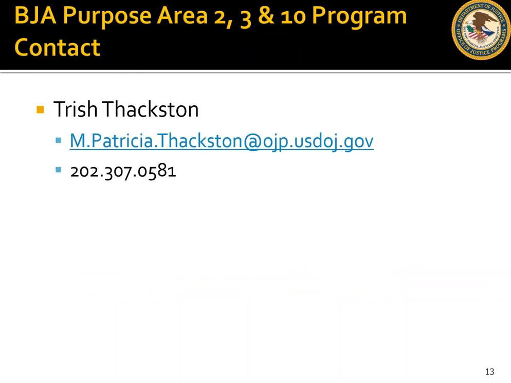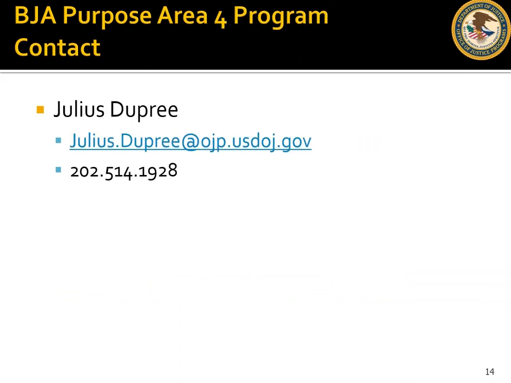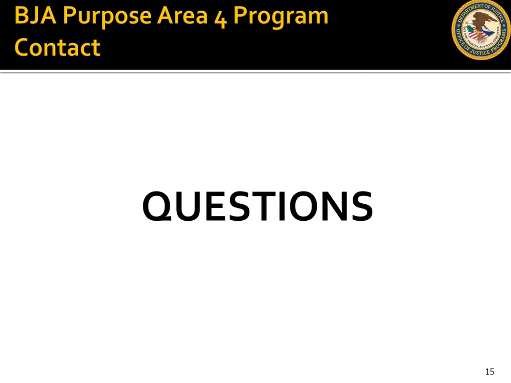The contact information for purpose areas 2, 3, and 10, Tricia's information, is provided right here. Purpose area 4, again, I'm Julius Dupree. My information is highlighted as well. I guess at this point, we want to go ahead and find out if there are any questions that we may be able to answer.